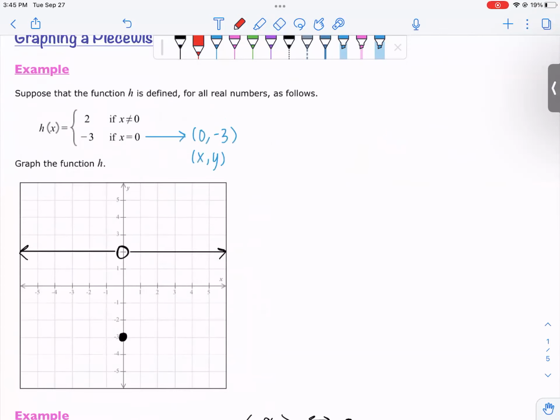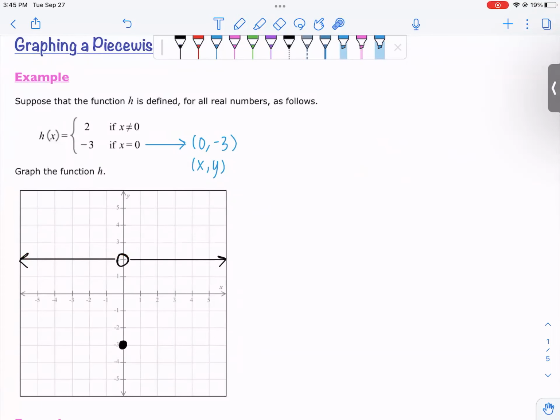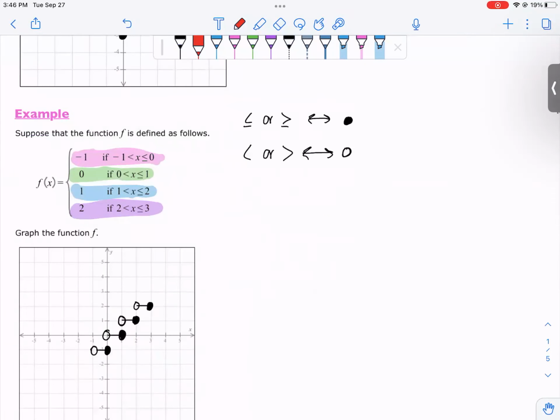If I look back at these previous graphs, this graph is not continuous. If I run my mouse along it, I would get to here, and in order to get down to this point, I would have to jump. I would have to lift my pencil up. So this graph right here is not continuous. This one right here, there's a lot of jumping. I can go to here, but I have to lift my pencil to get to here. Lift my pencil to get to here. Lift my pencil to get to here. This is not continuous.